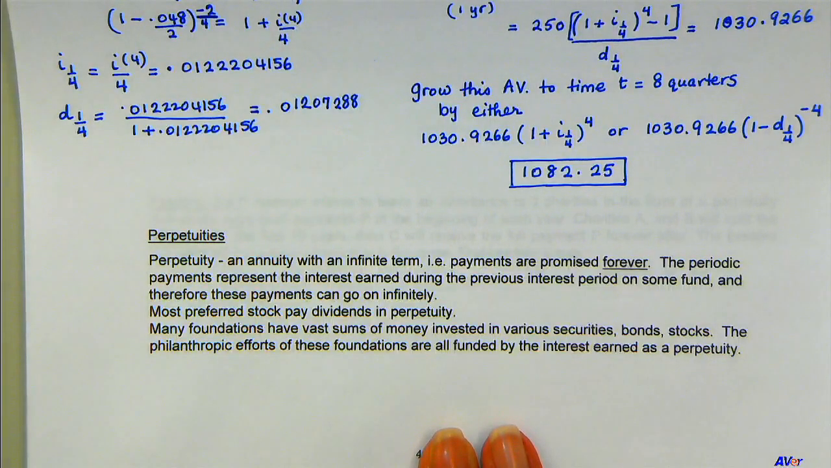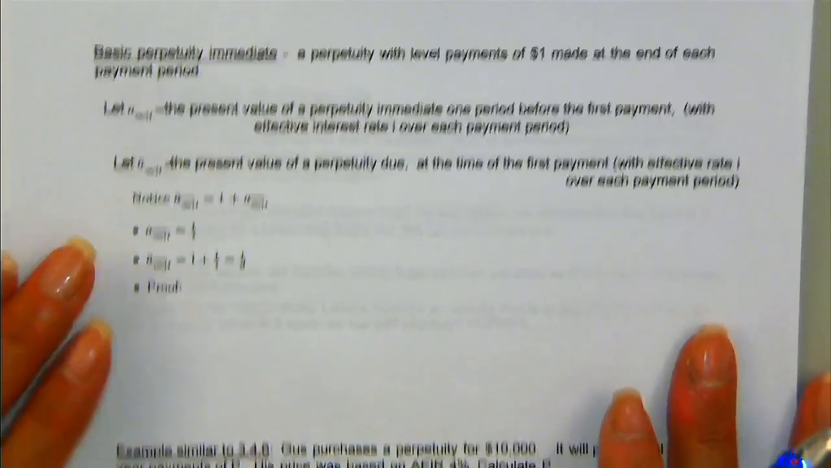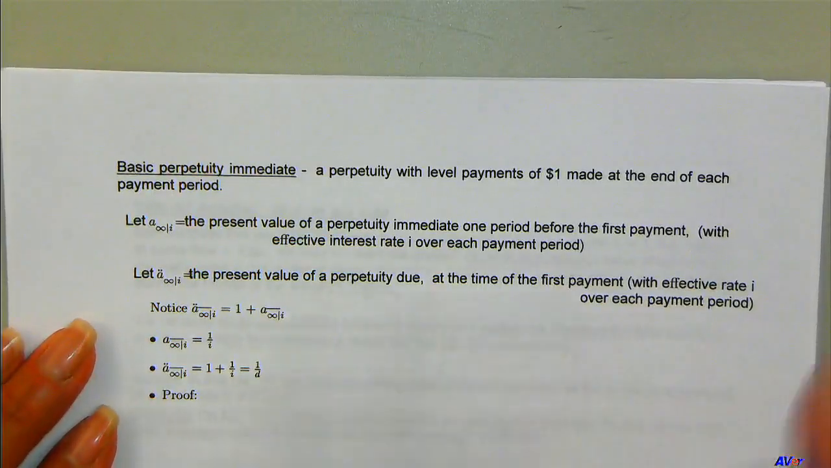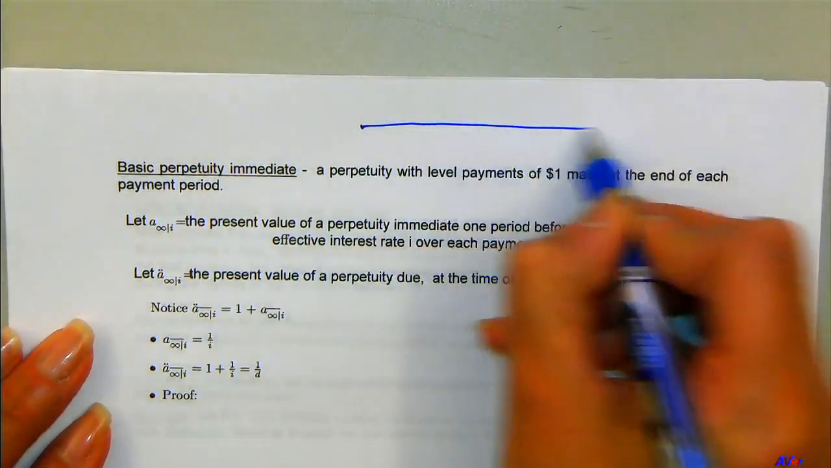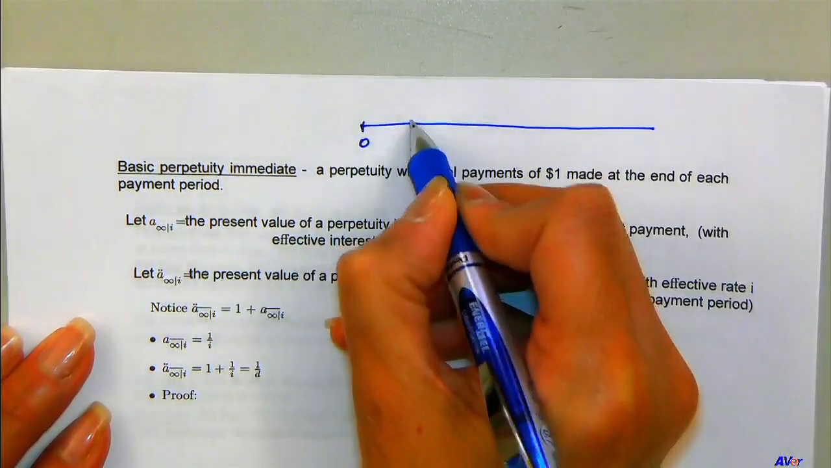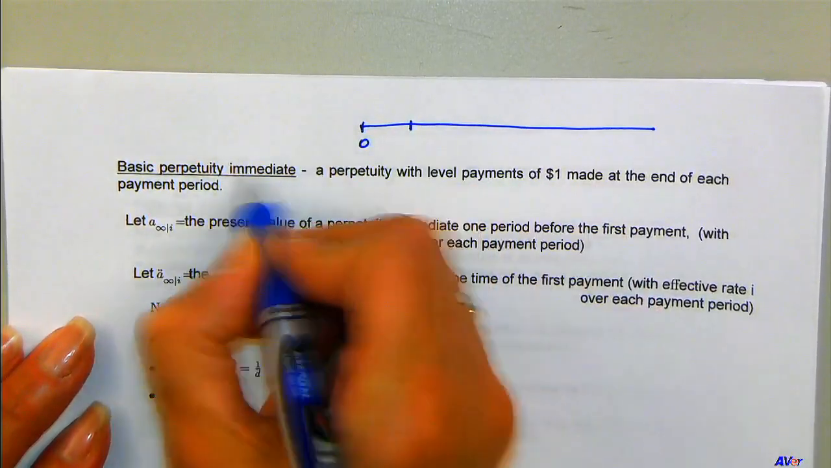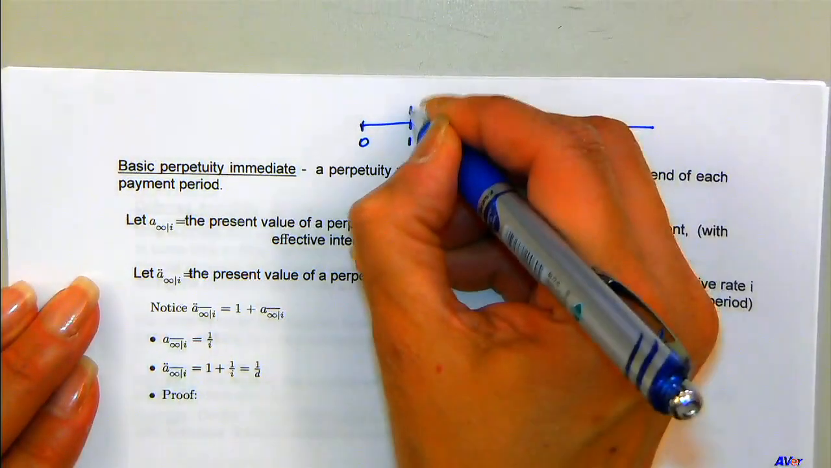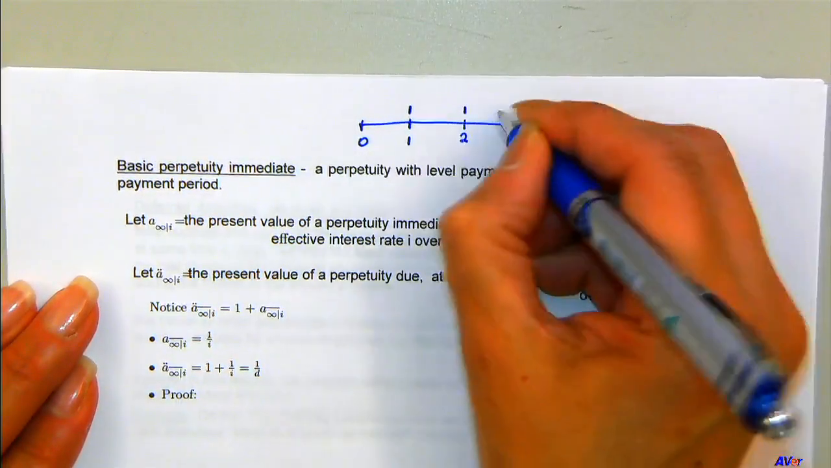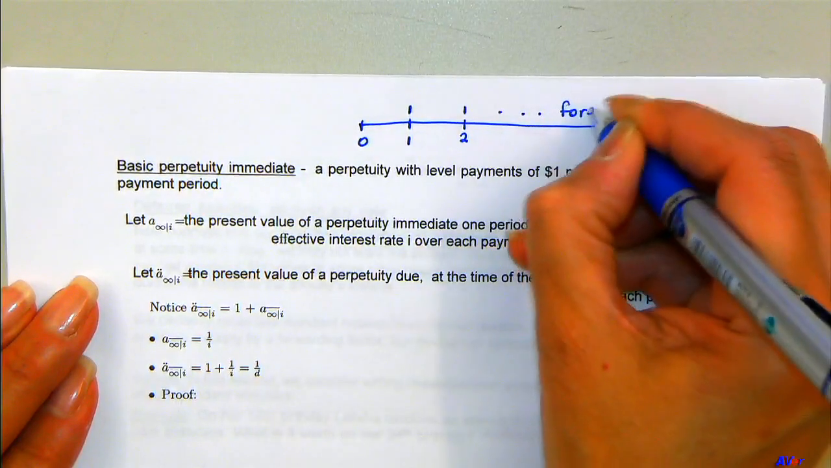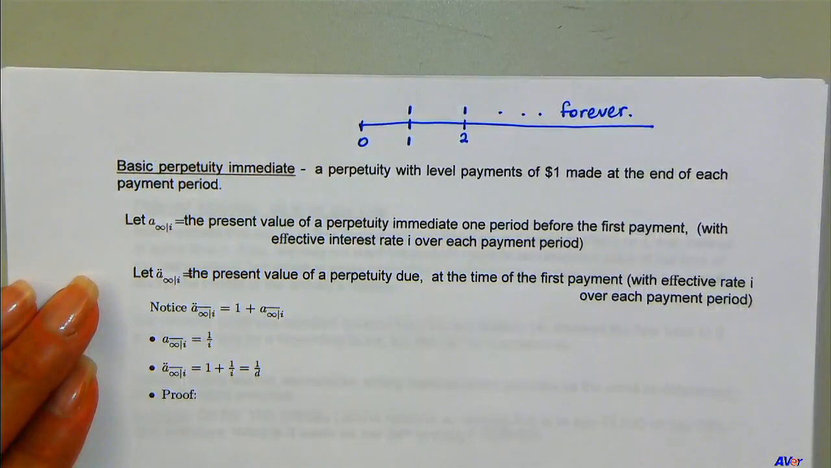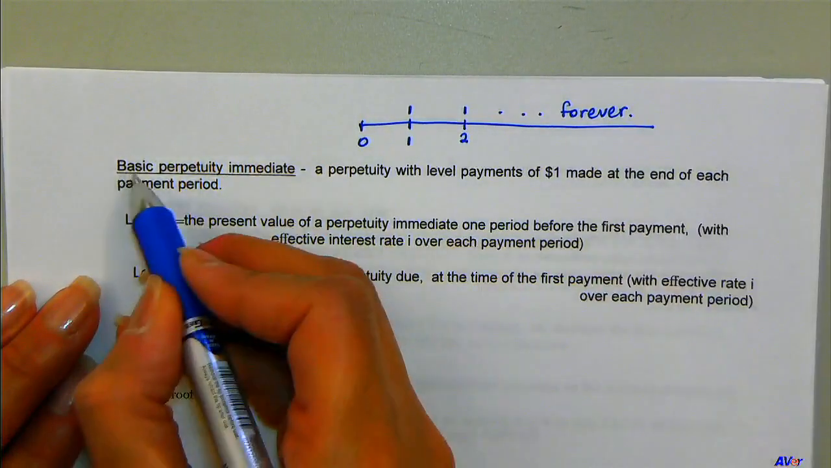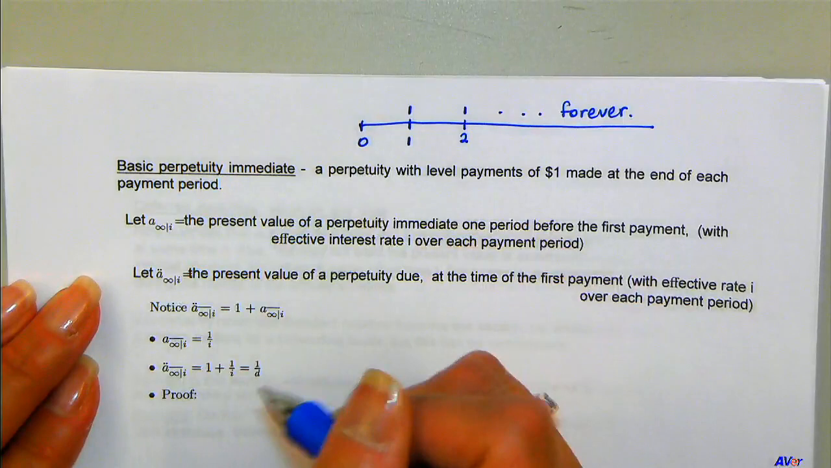Okay, page 5. So if I had to draw a picture of the basic perpetuity immediate, it would look like this. Time 0, nothing, because it's immediate, right? Immediate means first payment at time 1. Just like this, 1, 1, dot, dot, dot, meaning forever. So every time it says basic, it means that the payment is 1.